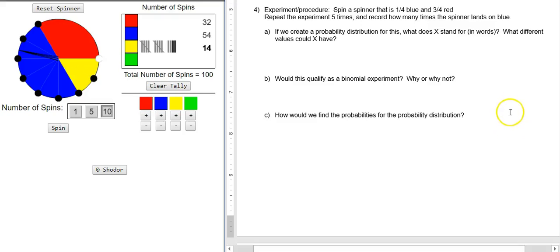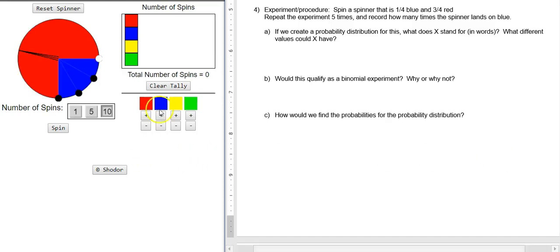One more thing we're going to look at today is binomial experiments and binomial distributions. For this game, we're going to look at a spinner that's 1/4 blue and 3/4 red. And this time we're not playing a game where we're winning or losing. In this case, we're just going to repeat this procedure 5 times and record how many times the spinner lands on blue.